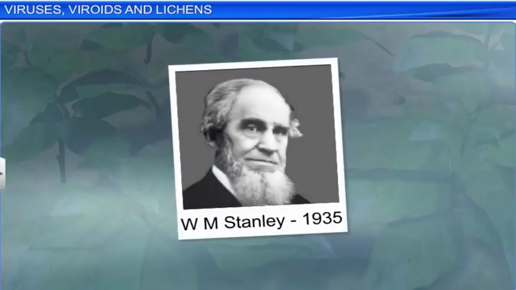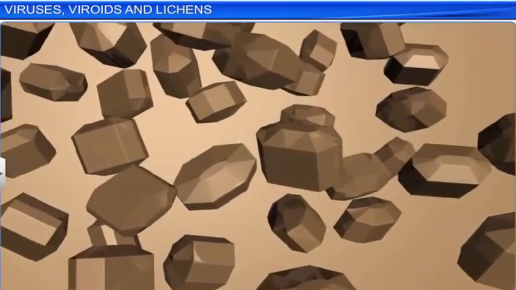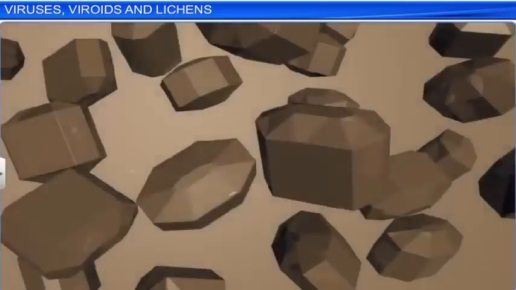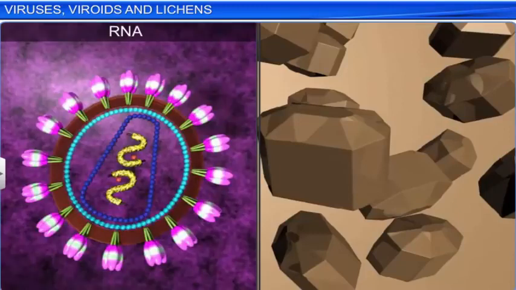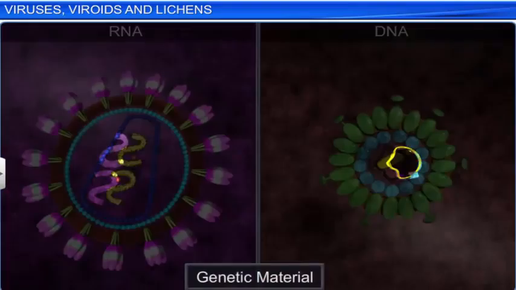W. M. Stanley, in 1935, further proved that viruses could be crystallized. This meant fluid could be converted into crystals. These viral crystals are mainly protein crystals. In addition to proteins, viruses have a genetic makeup comprising either RNA or DNA. Therefore, viruses are nucleoproteins and their genetic material is infectious.